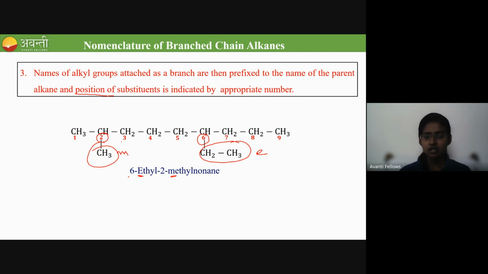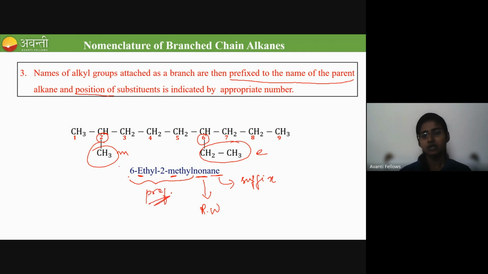Those two substituents, ethyl and methyl, should go as a prefix to the parent alkane. The parent root word is non, and ane is the suffix. 6-ethyl 2-methyl is the prefix. So these substituents have to go as a prefix to the name of the parent alkane.